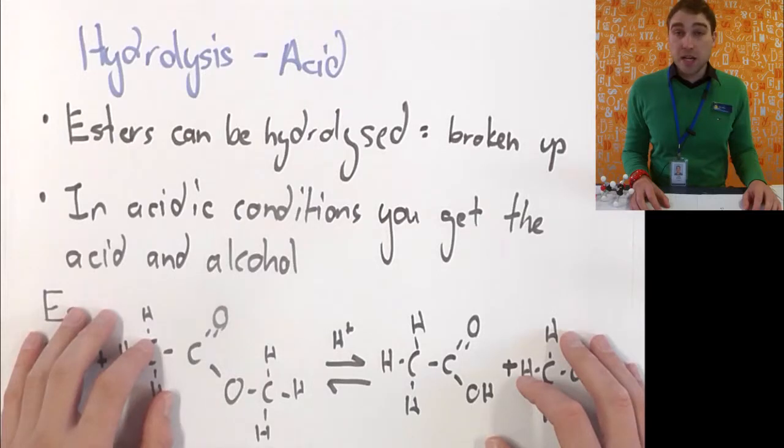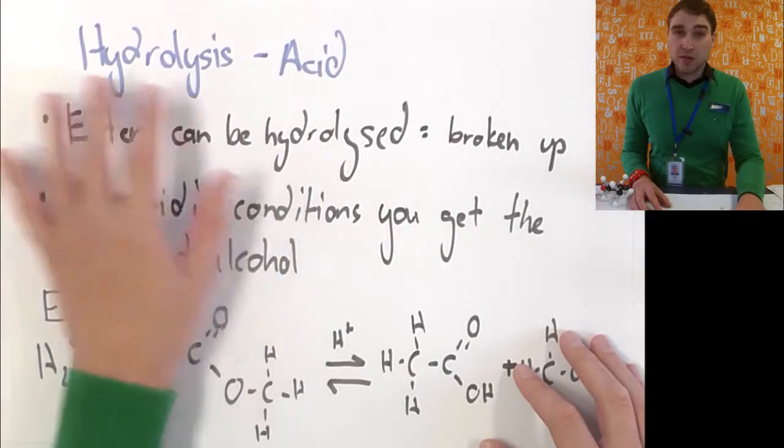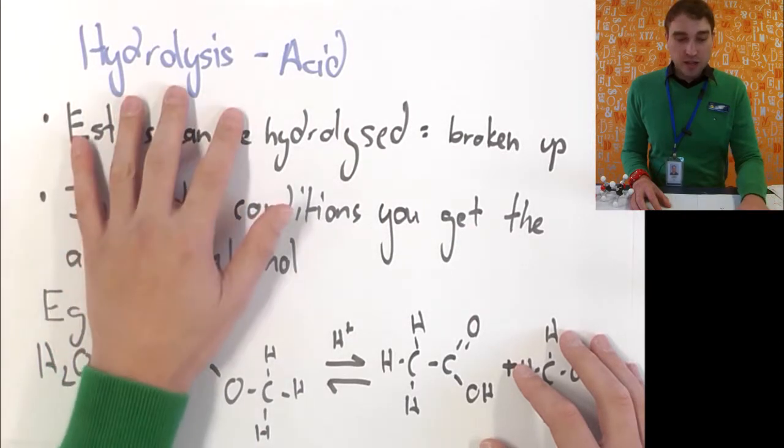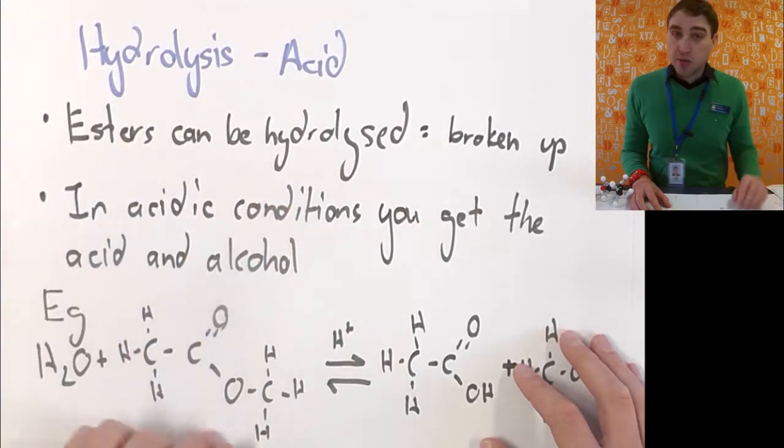Once you've made an ester, you can break it up again, and that process is called hydrolysis. It's called hydrolysis. Hydro means water. Lysis means breaking, so we're breaking it up using water. And there's 2 different ways you can do it.